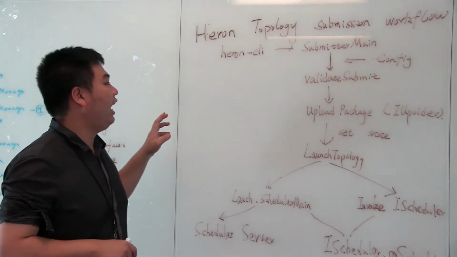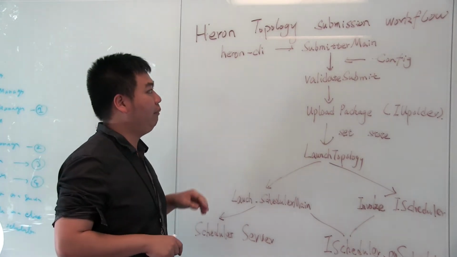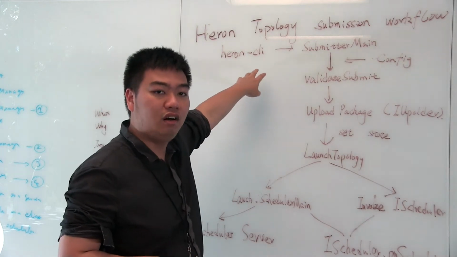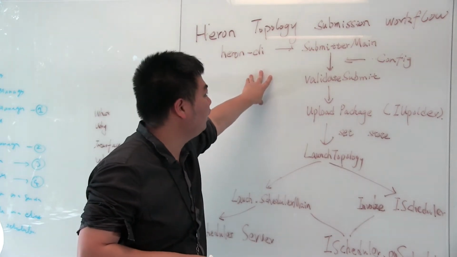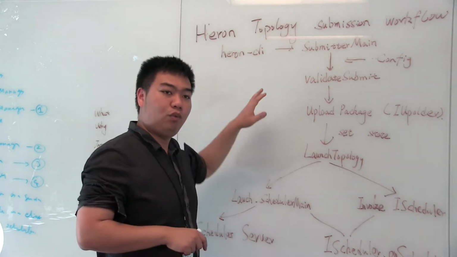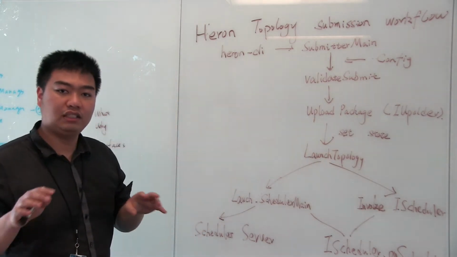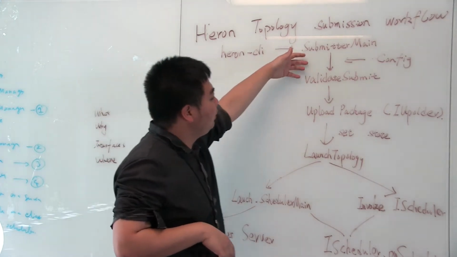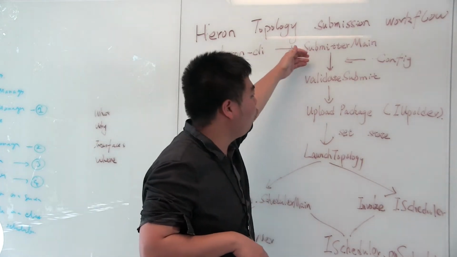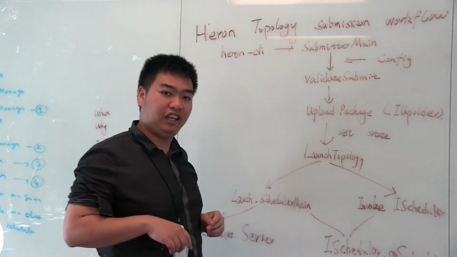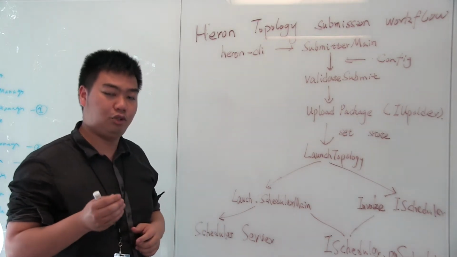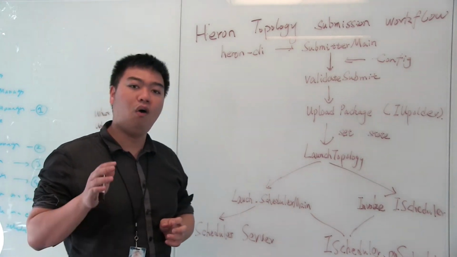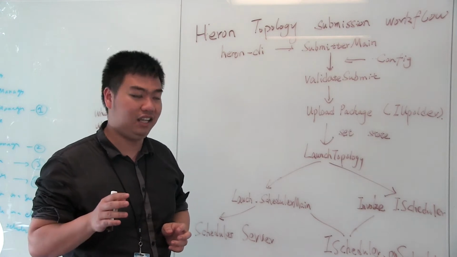We invoke the Heron CLI submit, and what will happen? First, we'll start a JVM process, SubmitterMain, which is in the Heron scheduler core code base folder. Then, this JVM process will parse and read from config and construct a config object. It contains all necessary information statically.